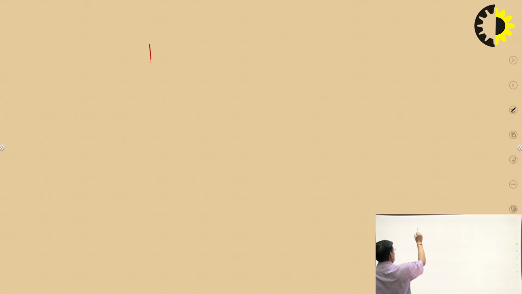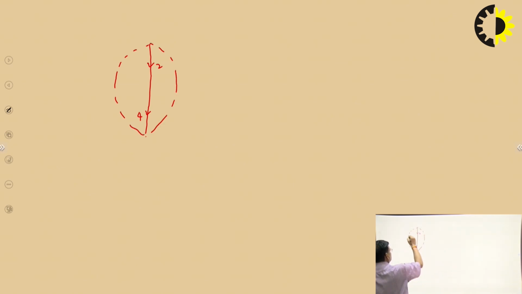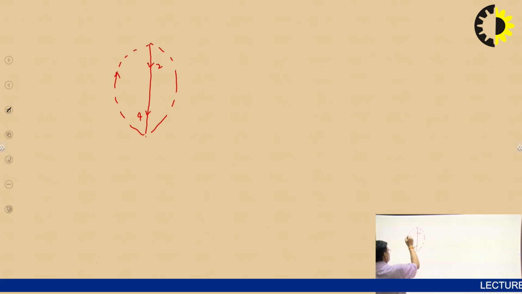So this is your node 2. So this is your 4. This is your 2. And 1 and 3 are the links. Okay. So 1 and 3 are links and the direction is like this. So this is 1 and this is 3.